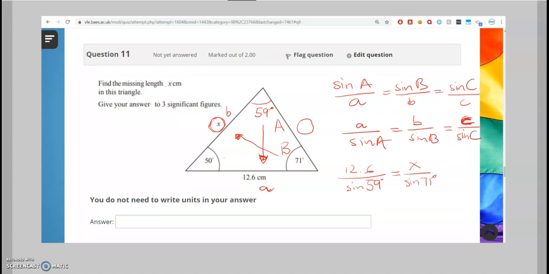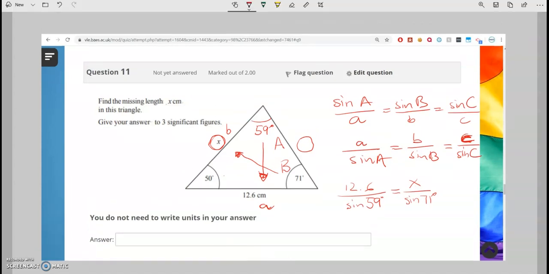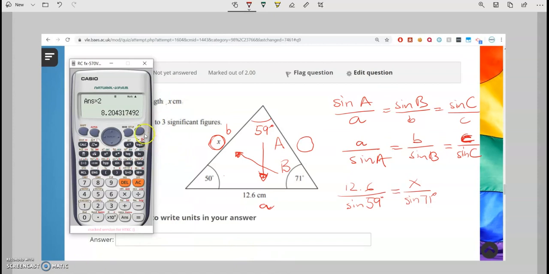Now with this, there are different ways you could do it. So you could divide 12.6 by sine of 59 and then multiply by sine of 71, or just go straight into multiplying sine 71 by 12.6 and divide by sine 59 in a calculator. Whichever way you use, that should be fine. I'm going to use the latter to make my life easier.